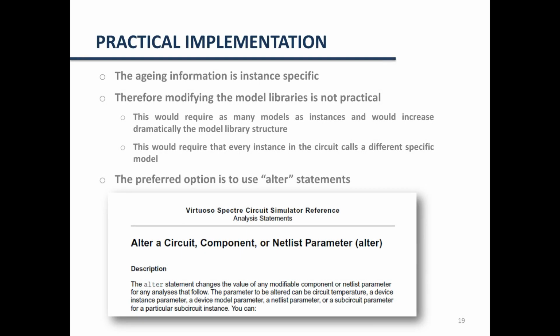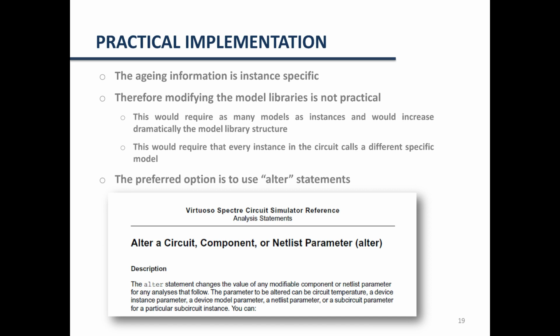Okay, slide 19. So now the aging information is instance specific. That means that we have a different aging for every transistor. This is what we have seen in the previous slides. So therefore, modifying the model libraries is not really practical, because this would require as many models as instances in the circuit. And this would increase dramatically the model library structure.